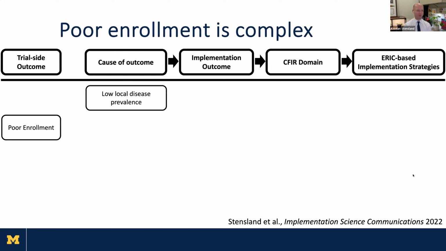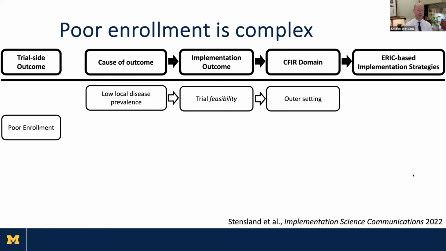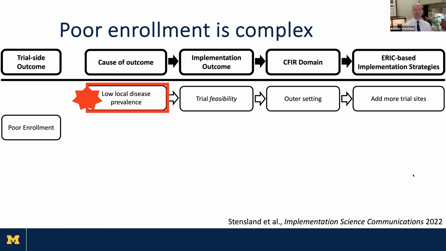So we have this trial that's poorly enrolling. We link it back and say, you know what, we don't have that many clinical trial prostate cancer cases around. This is an issue of trial feasibility, and it's mapped to our outer setting. This is not something I can address within my own facility, and so we're going to add more trial sites.